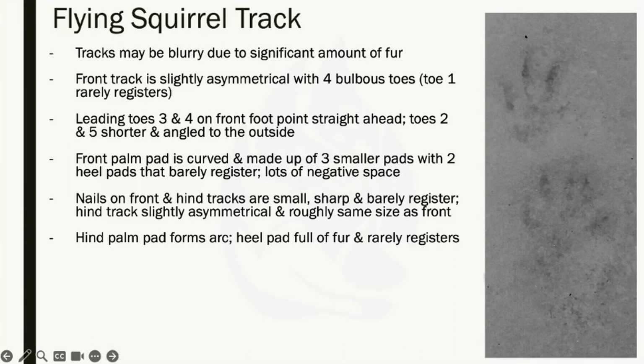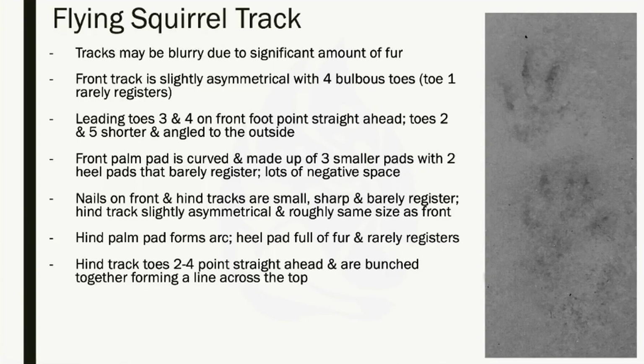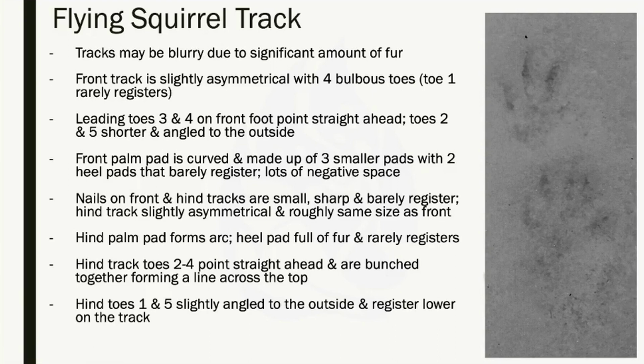And you're just not going to get a heel pad that typically shows up. Same with the other rodent species. And for instance, the spotted skunk, you're going to get toes 2 through 4 in a line across here. Okay. And they're bunched together. So it's very common with a lot of these species. And again, toes 1 and 5 in the hind track are going to be angled to the outside and registered lower. And their preferred gait is, again, a bound and sometimes a hop, actually.